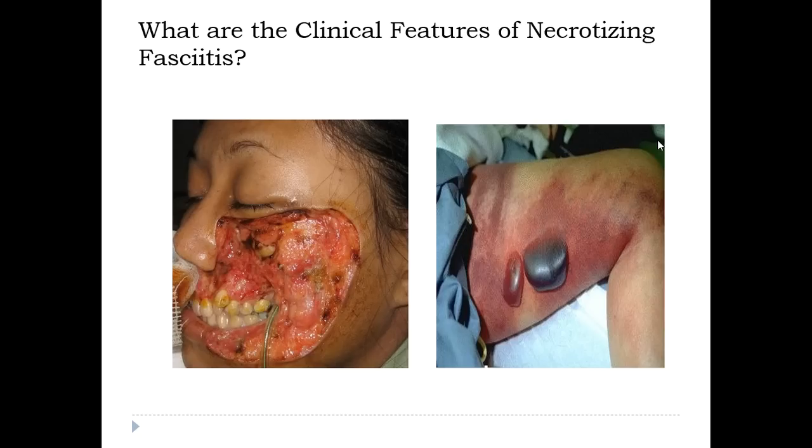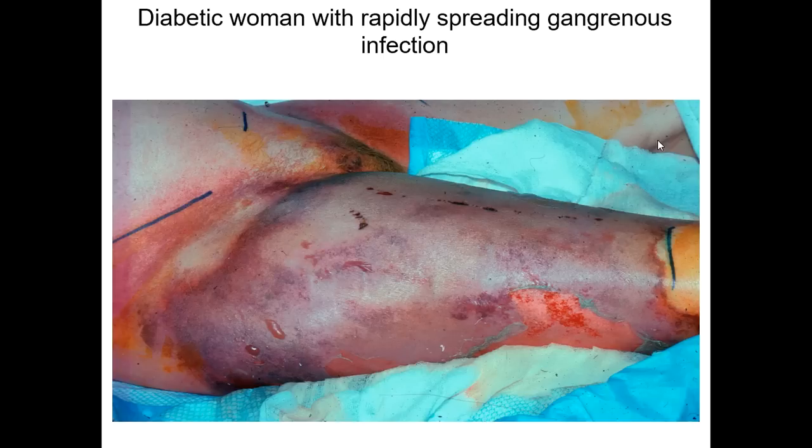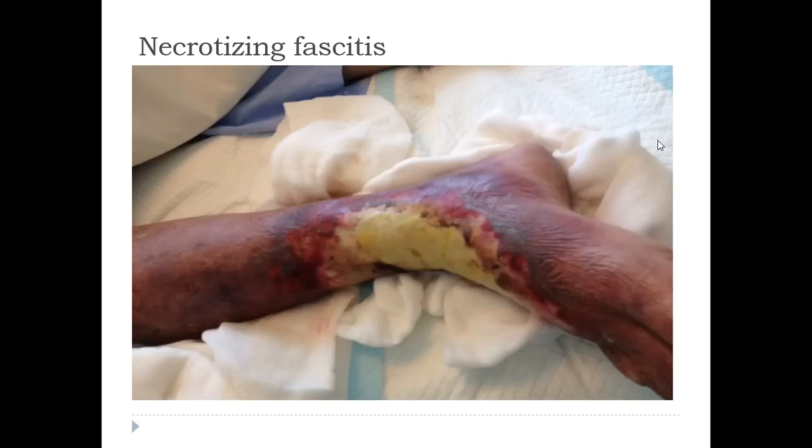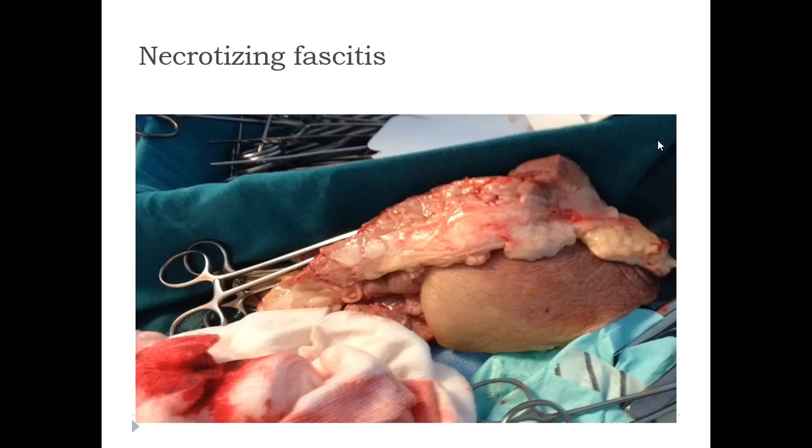These are the features. They can be oral. You can see this leg with blisters. There is a diabetic woman with a rapidly spreading gangrenous infection. This is how it looks. This is how it looks after debridement, necrosed muscles.